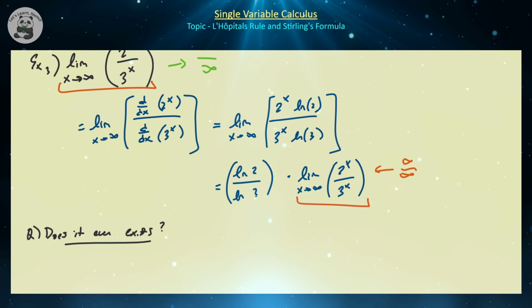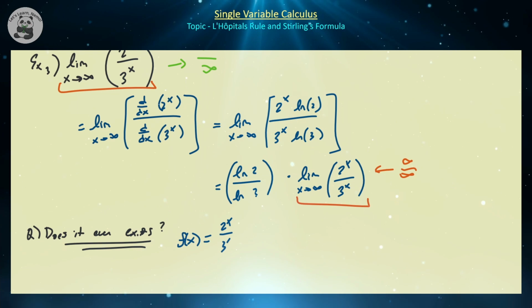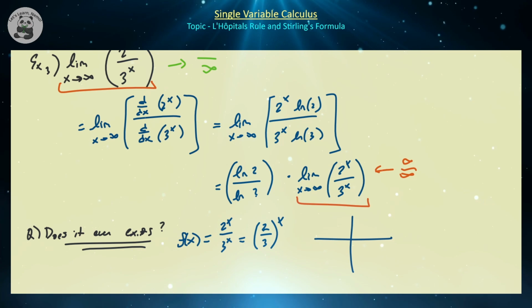Now, notice when I ask this question, I'm not asking what it is equal to. I'm just asking, is it a finite number? So if we look at the function f of x is equal to 2 to the x over 3 to the x, which can also be represented as (2/3) to the power of x, notice that that is an exponential function that is always decaying, because when x is equal to 0, it's equal to 1, and it goes lower and lower and lower.